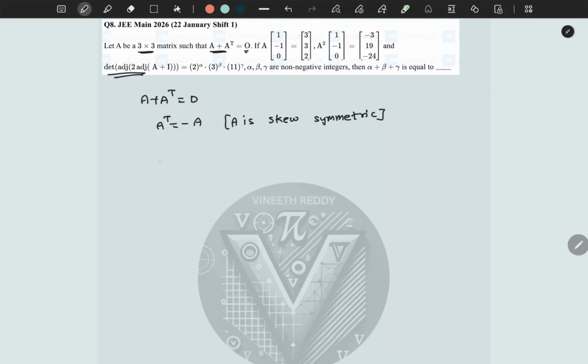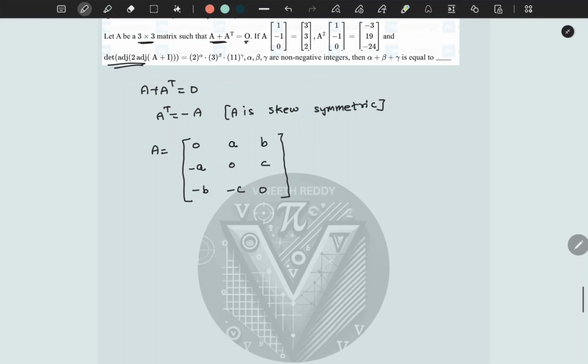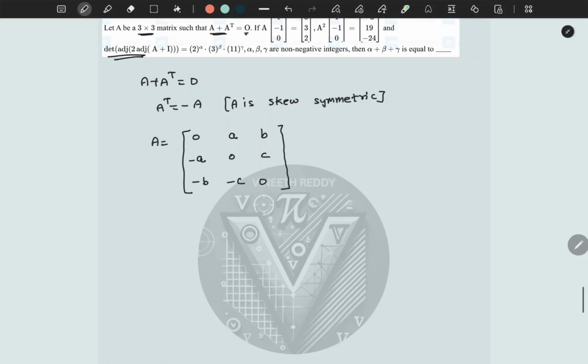So if A is a skew symmetric matrix, in a skew symmetric matrix all the diagonal elements are 0. And here if it is a, here it should be minus a; here if it is b, here it should be minus b; here if it is c, here it should be minus c. I hope you are with me, because A transpose should be equal to minus A. You will be getting this, fine.